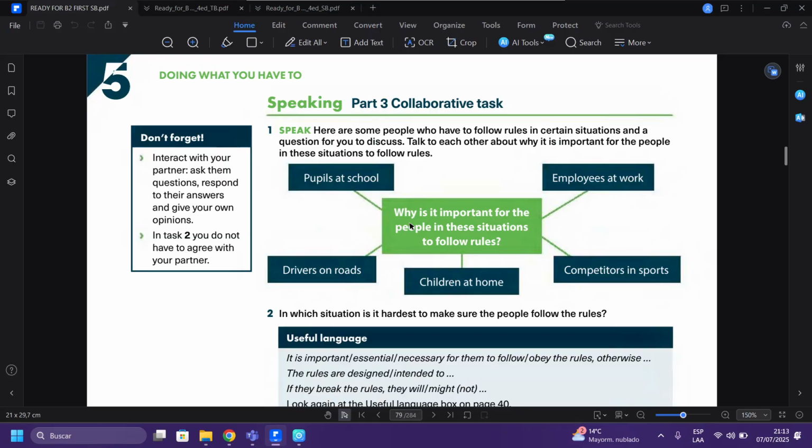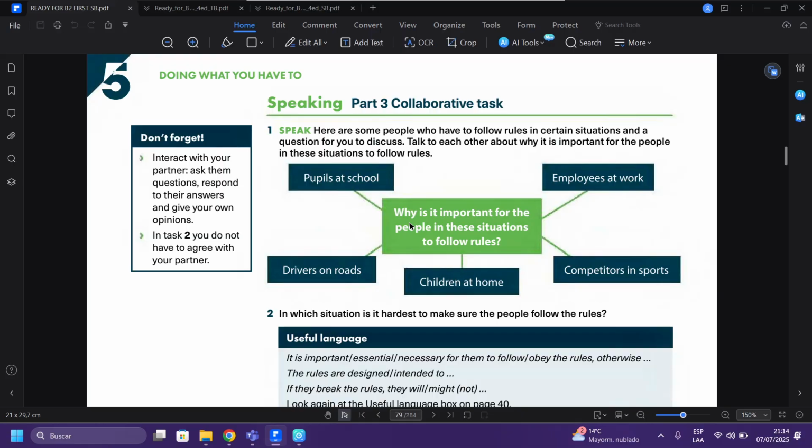Okay, and I think for employees at work, if they don't follow rules it's because they don't have respect for each other. And another, what do you think? I think that it is bad because if you have a job, you will be respectful to your boss. Thank you so much, guys.